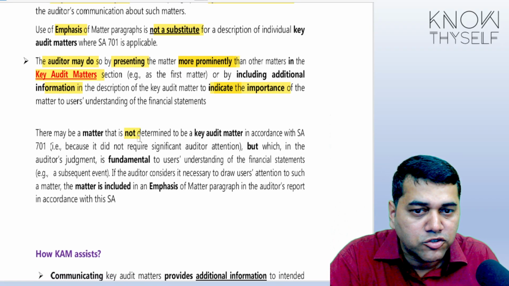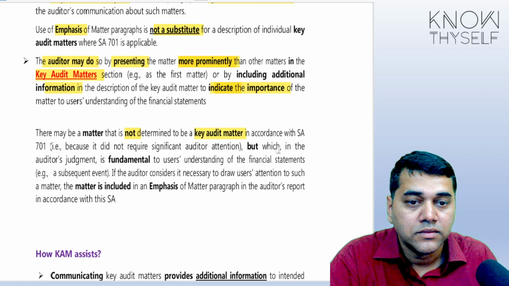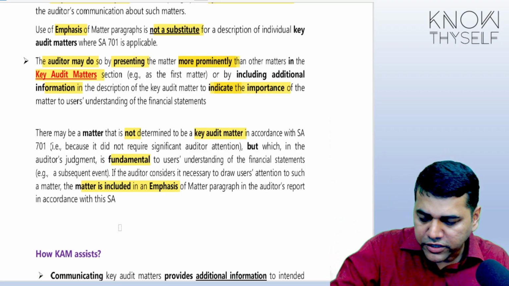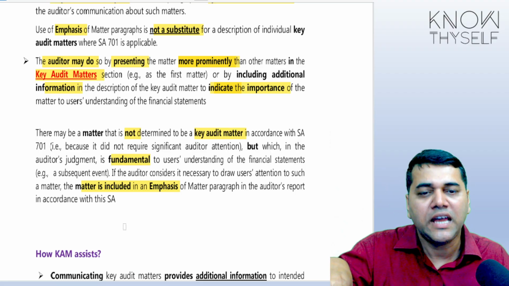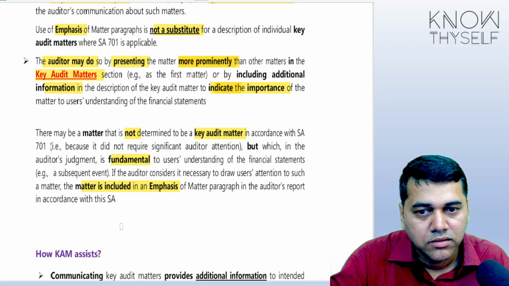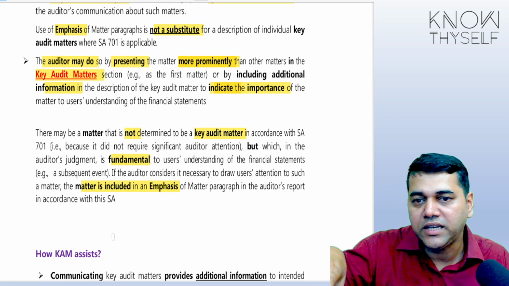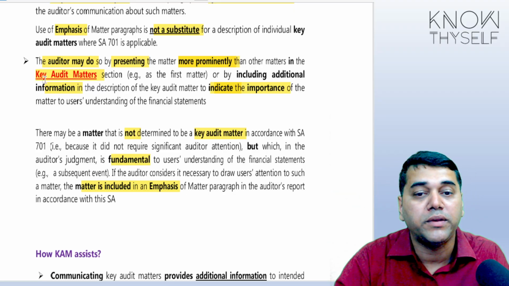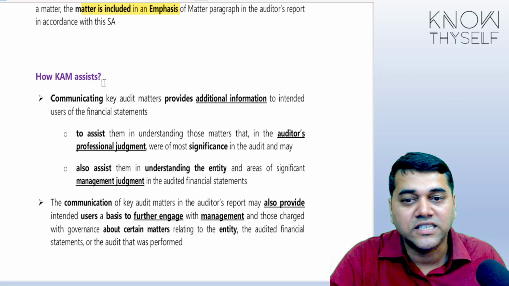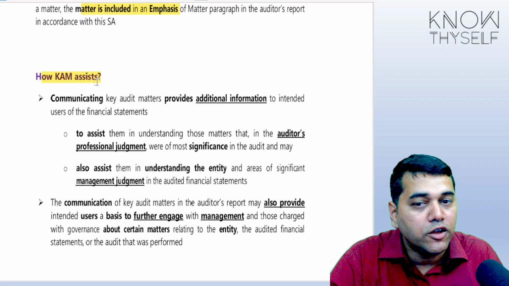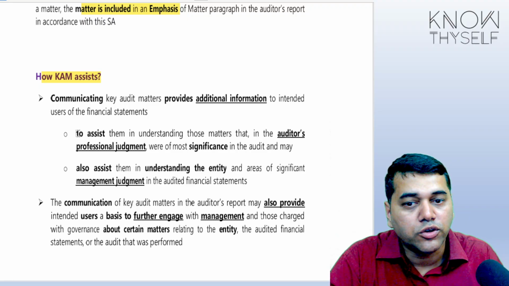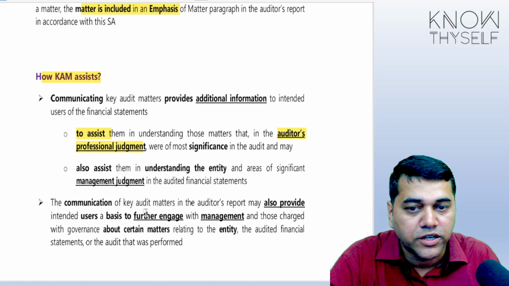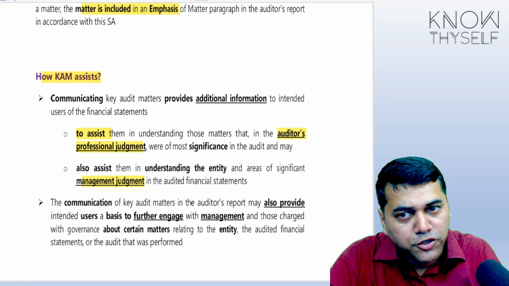There may be a matter that is not a key audit matter, but is very fundamental; that you include in the emphasis of matter. So what should you include in the emphasis of matter? Purely emphasis of matter items only. But if something is key audit matter and emphasis also, you write it in the key audit matter, but more prominently as the first item. And the next thing, they ask how key audit matter is going to assist. It is going to assist because it will help to understand the professional judgment of the auditors. It will help to understand the management. Did you see this question?